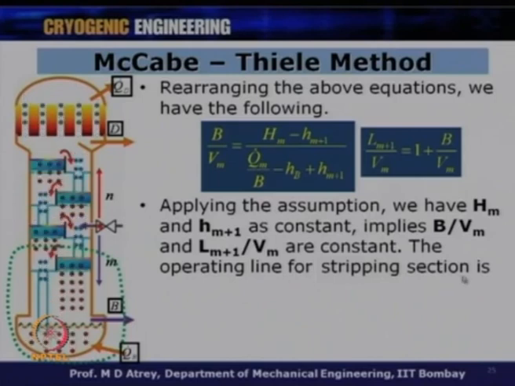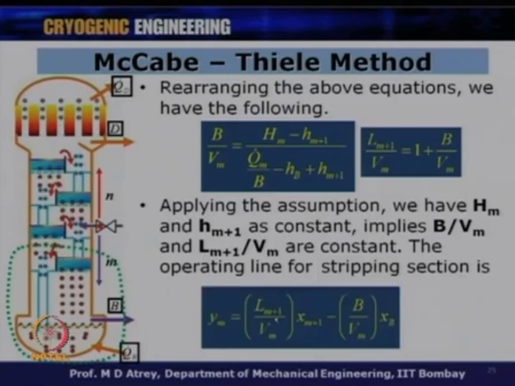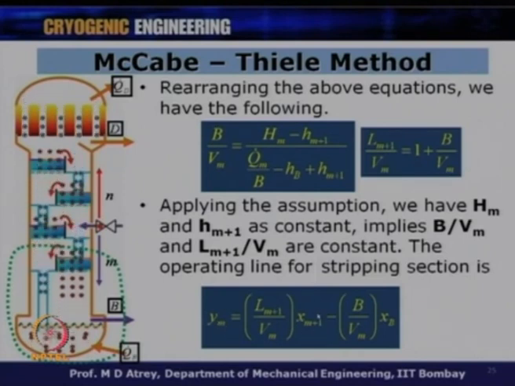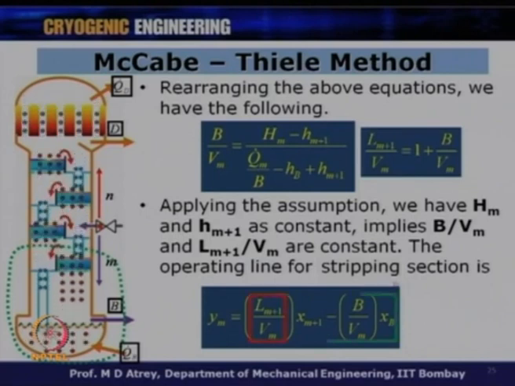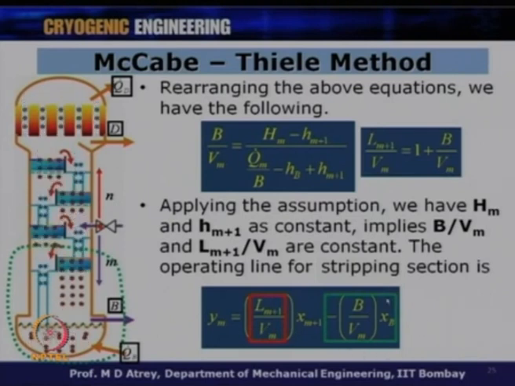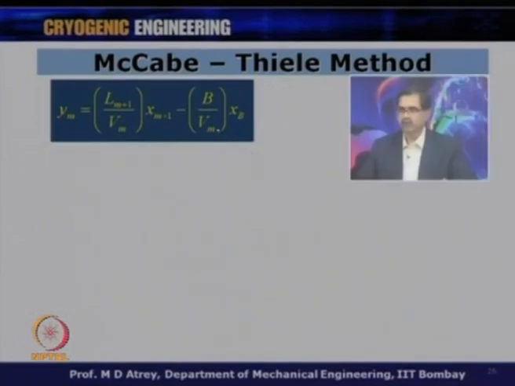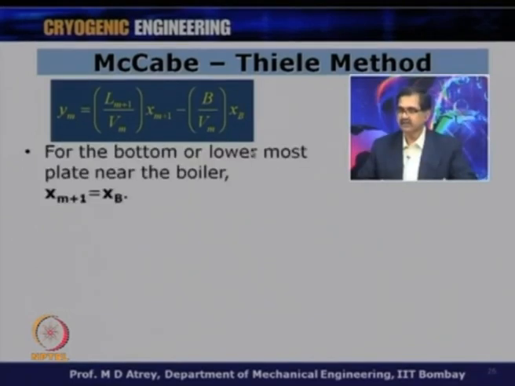The operating line for the stripping section therefore is Ym is equal to Lm+1 by Vm into Xm+1 minus B by Vm into Xb. So, similarly to what we had done earlier for the enriching section, I have got an operating line, which will give me the amount of vapor for every amount of liquid on every plate as we march down. And this L by V is going to be the slope of that line, which is constant throughout, and this is the Y intercept. So, again if I want to draw this line graphically, I have got 2 points, which is what we will see now. So, this is my expression for the equation of the line for the stripping section.